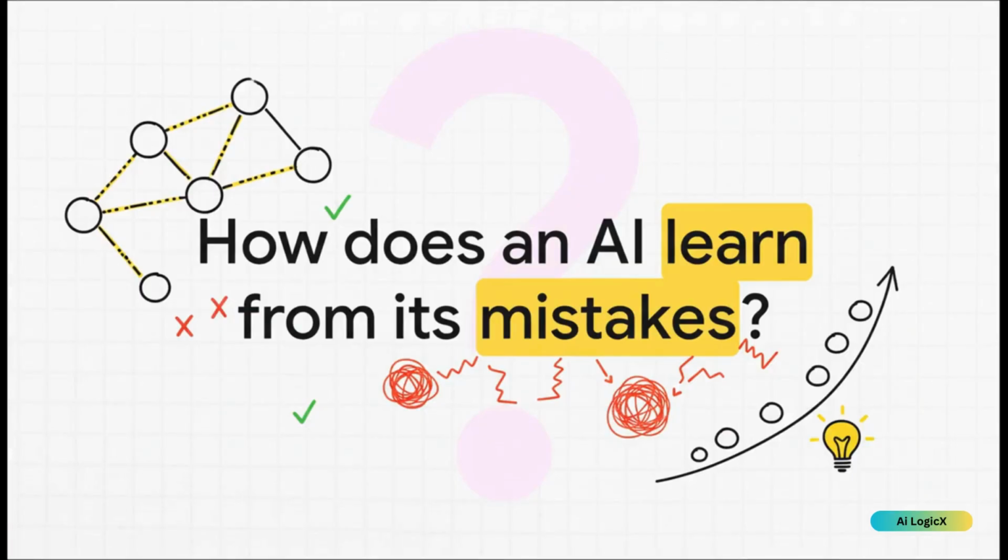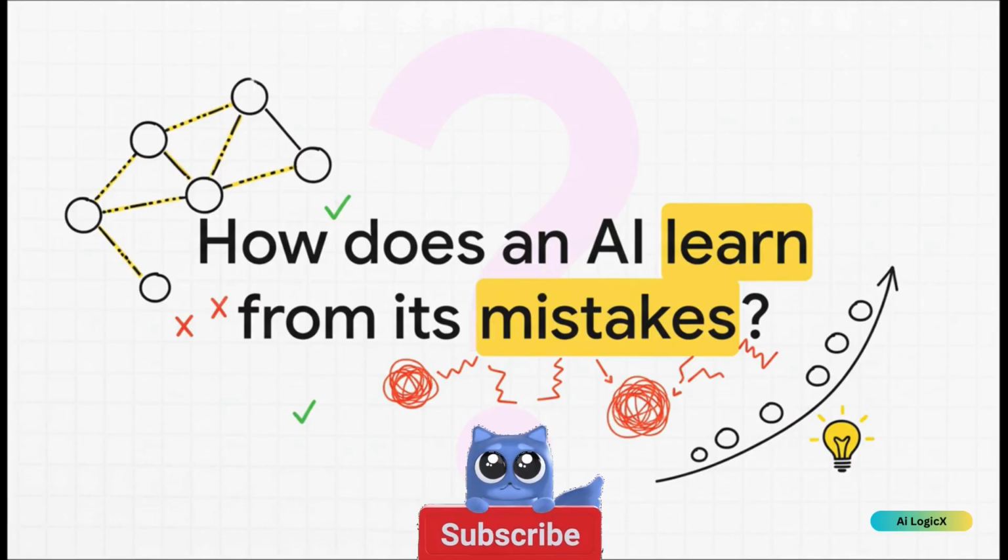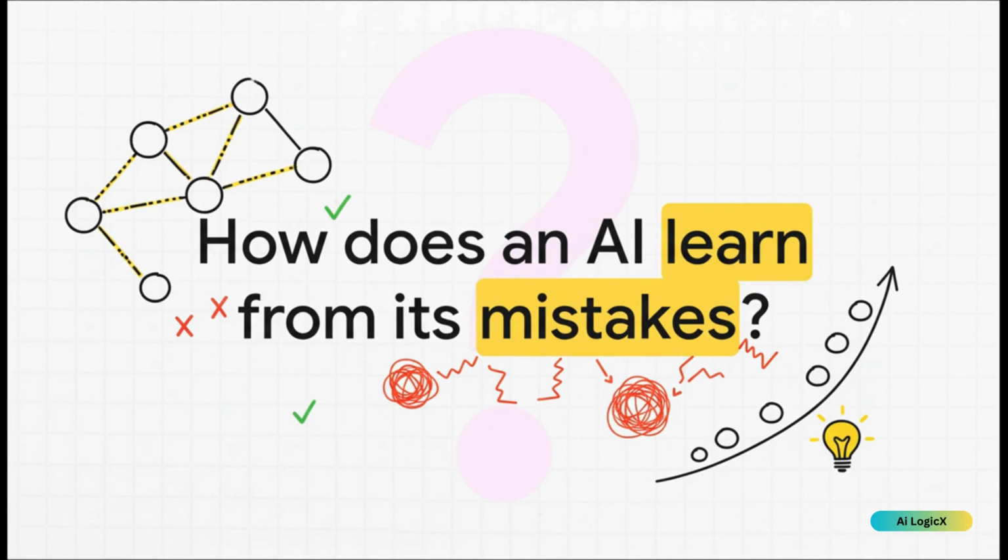So, it all kicks off with this really important question. See, AI models, they aren't just born smart. They have to be trained. And a huge part of that training is just figuring out how to get better after making a mistake. So, how on earth does a machine actually learn from its errors?